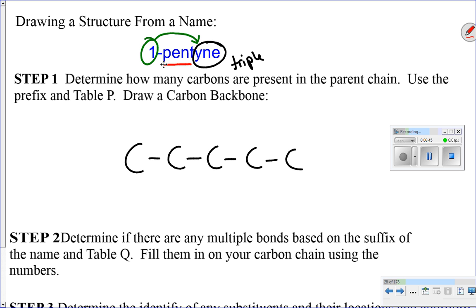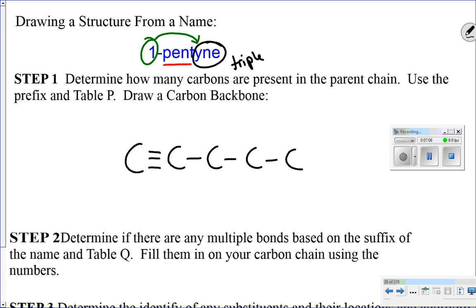You can number from either side. 1, 2, 3, 4, 5. If I number from the left, which is what I choose to do, my triple bond should start at carbon 1 going in the direction in which I numbered. So my triple bond is going to start at carbon 1 and extend to carbon 2.